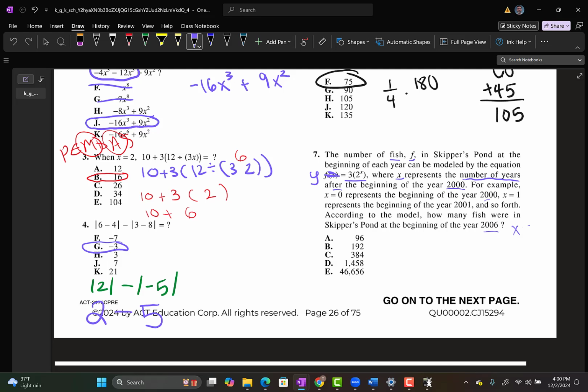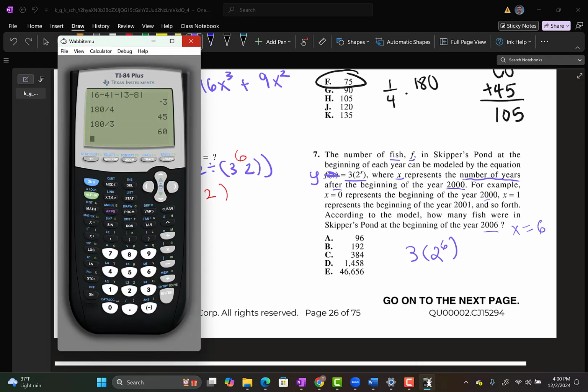So this just corresponds to x equals 6. So it's 3 times 2 raised to the 6th power. We don't even need the parentheses. The raised to button, 6. Just be careful typing that in. We get 192.